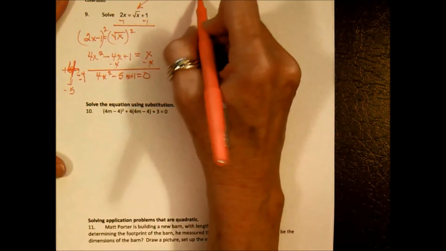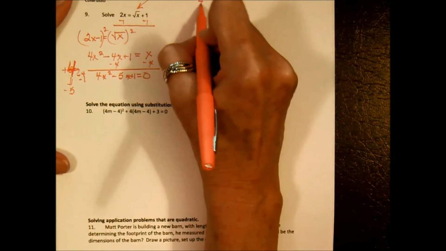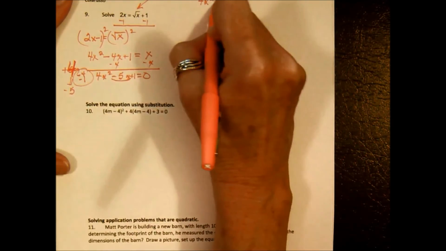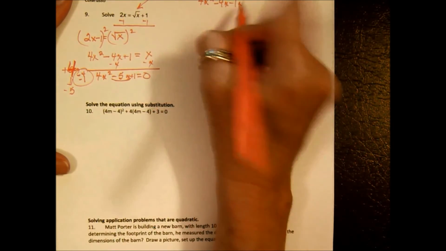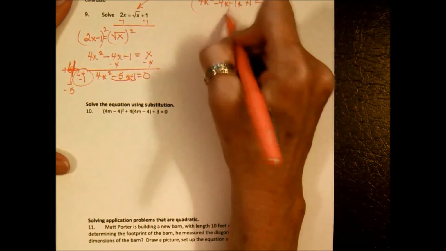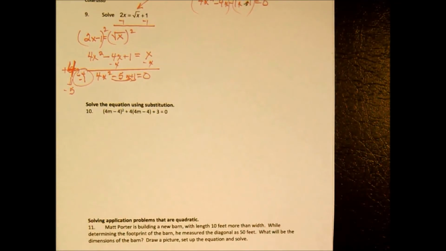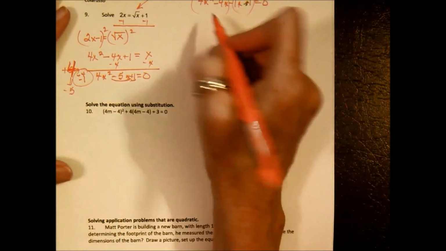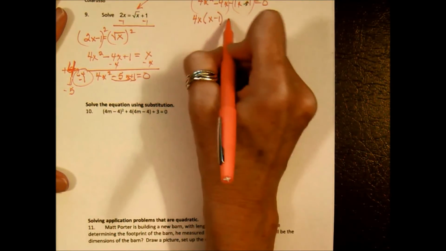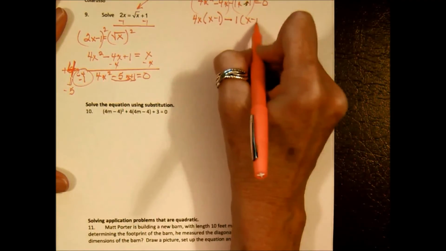I'm going to break this one down into these two pieces: minus 4x minus 1x. Bring down the last. Group, since I have a minus in between, I'm going to make that correction on my last term. And I'm going to factor out the GCF. So 4x times x minus 1, minus 1 times x minus 1, equals 0.